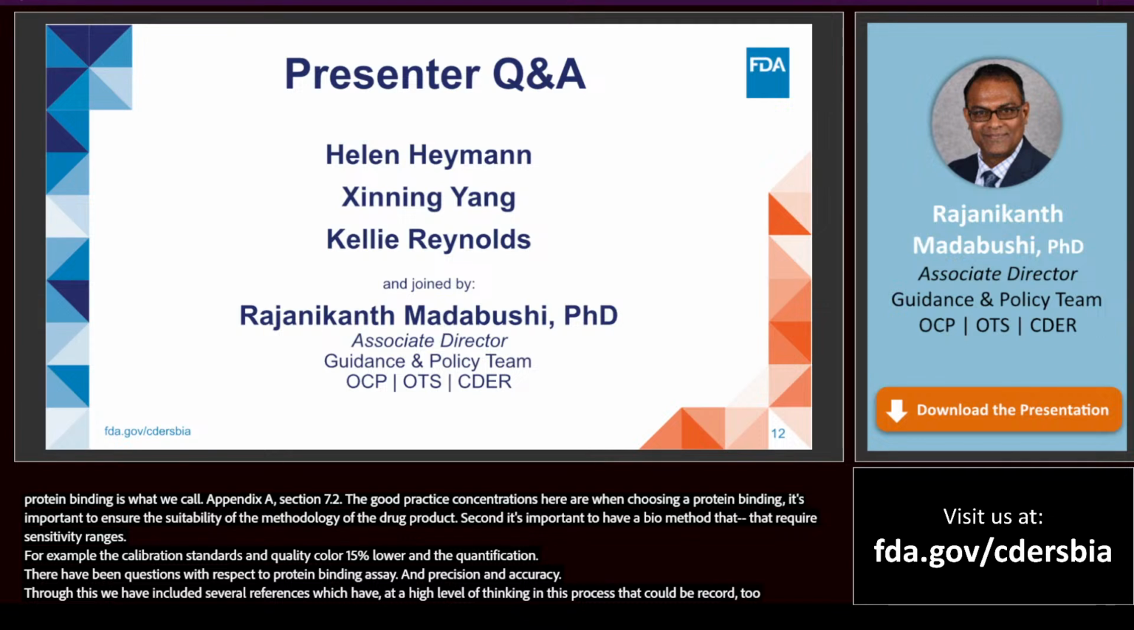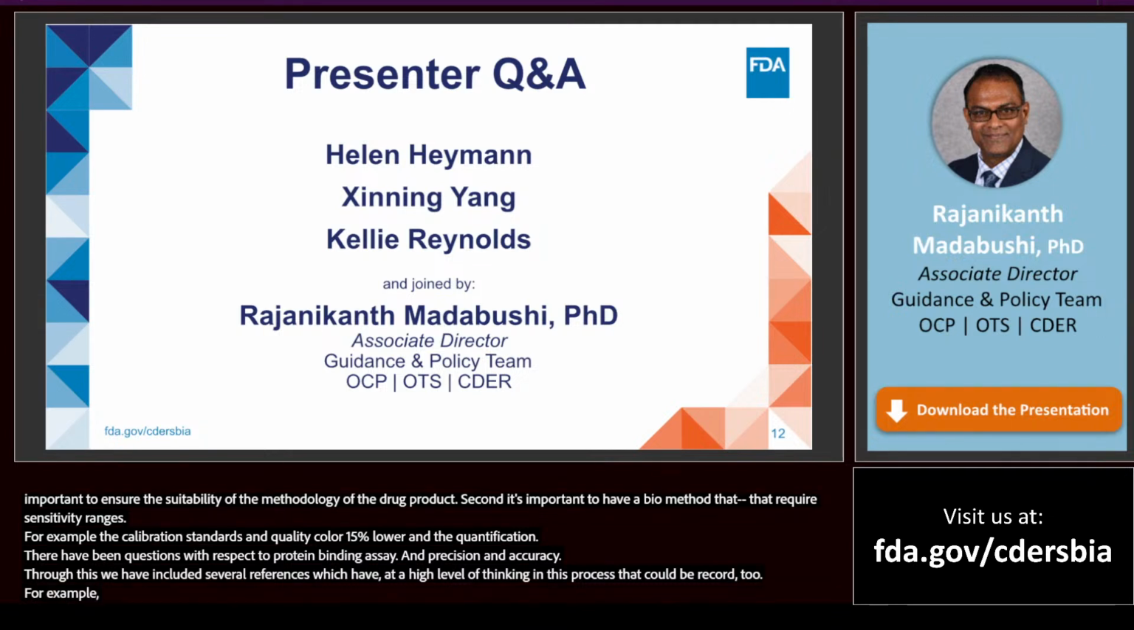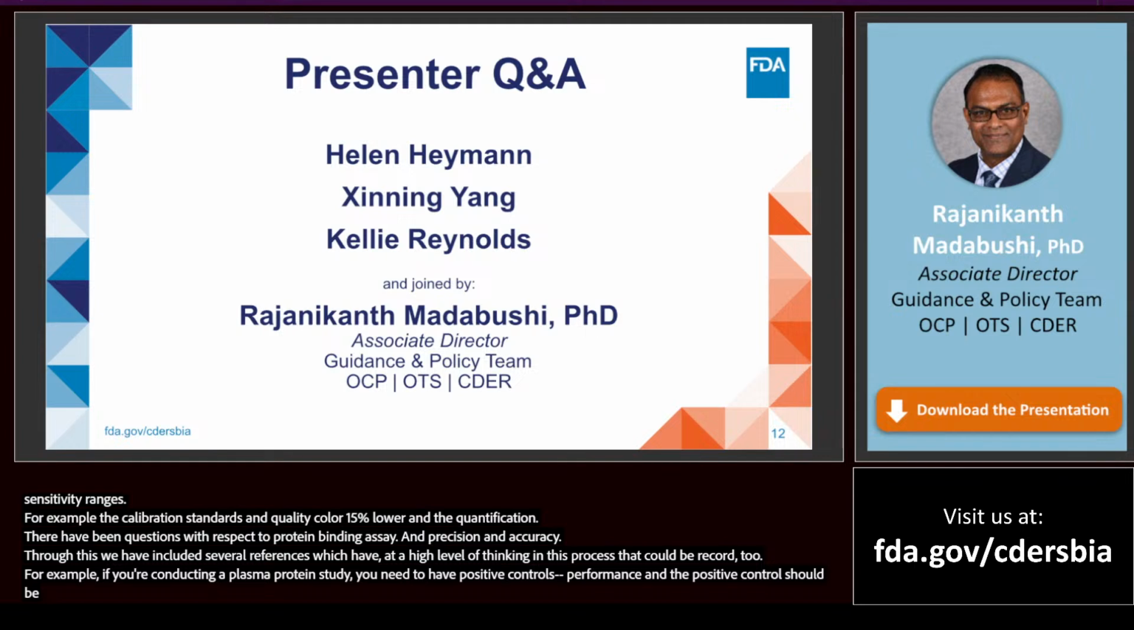For example, if you're conducting a plasma protein binding study, you need to have positive controls to ensure in-study performance, and the positive control should be demonstrated to be within threefold of the mean fraction unbound in plasma value that has been previously reported when the protein binding assay method was qualified.